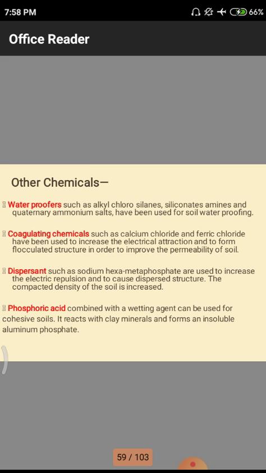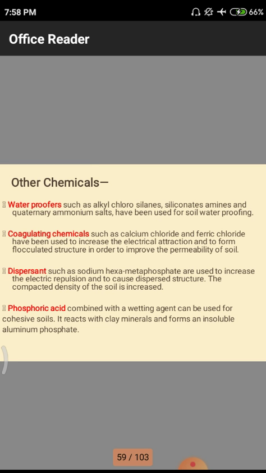Next one is the coagulating chemicals. Those coagulating chemicals are simply calcium chloride. In the previous case we used calcium chloride, magnesium chloride and sodium chloride. Next one is ferric chloride, FeCl2, which has been used to increase the electrical attraction. That means they will recharge as easily as possible and attract the surrounding negatively charged ions. Fe+2 acts as a positively charged ion. They will attract negatively charged ions and form a bond.